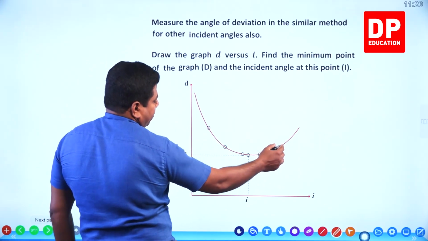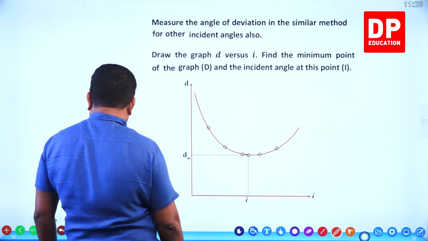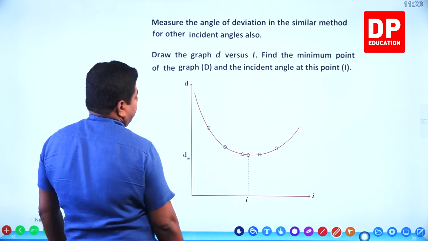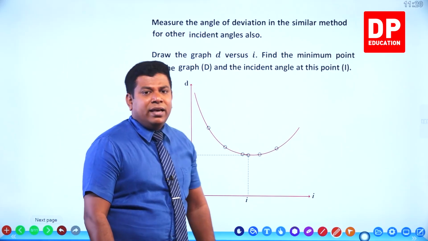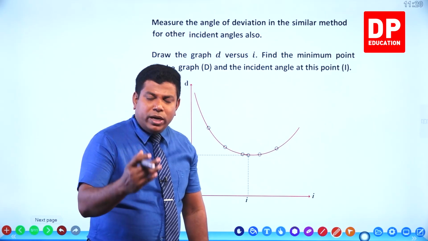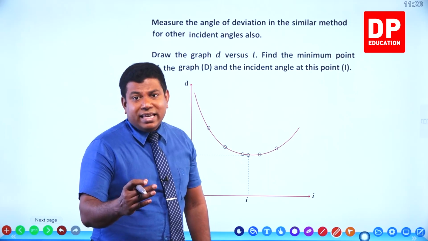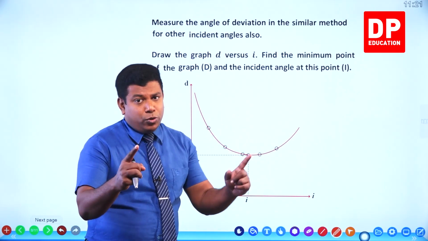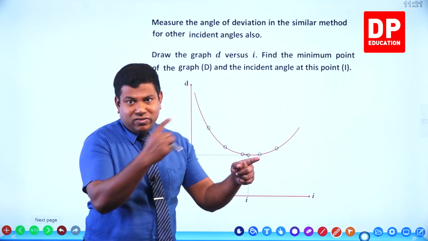If you have got 6 points, mark those 6 points and see where D is minimum. At D minimum, if you have done it correctly, though it is very difficult to do this experiment to that level of precision, but if you have done the experiment properly without any mistake, then when we find the D minimum, I1 and I2 have to be equal. We are measuring I1 and I2, both sides' angles. I1 and I2 have to be equal. That's what we studied in the theory.